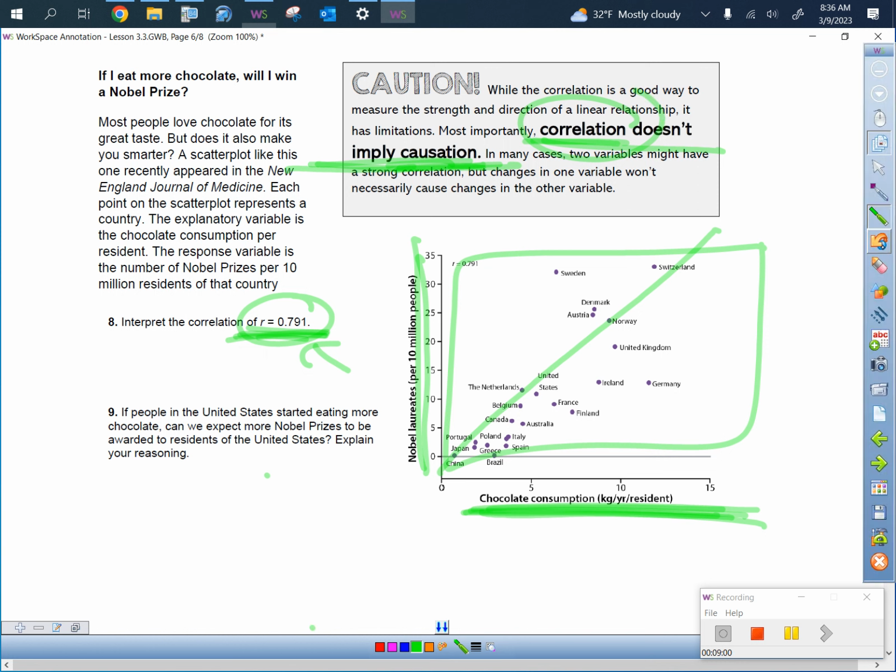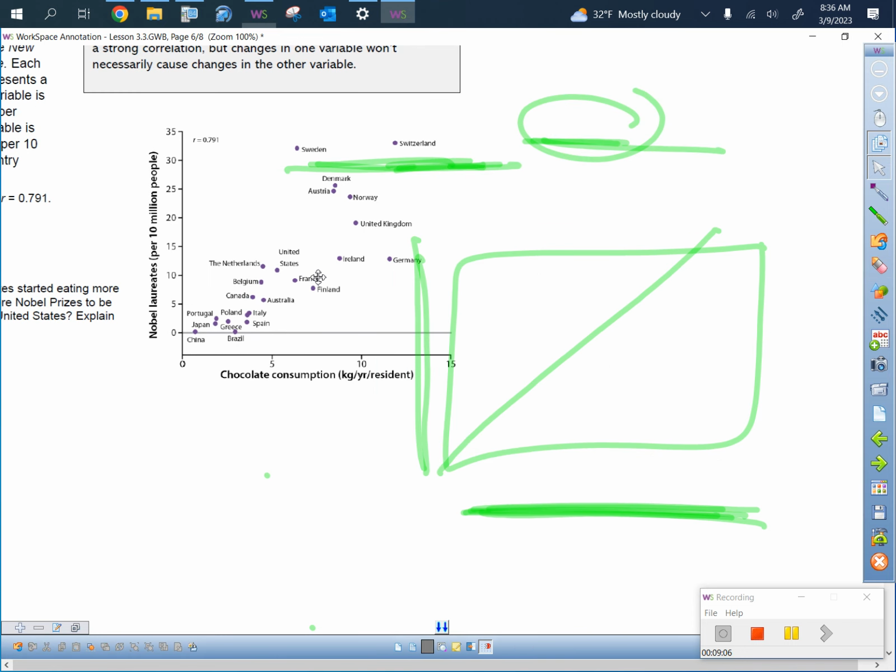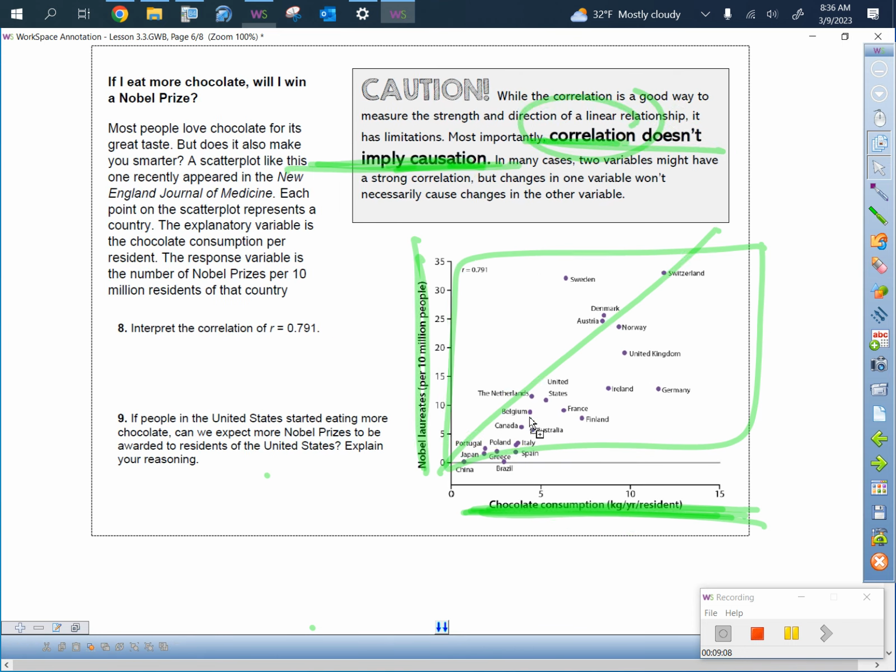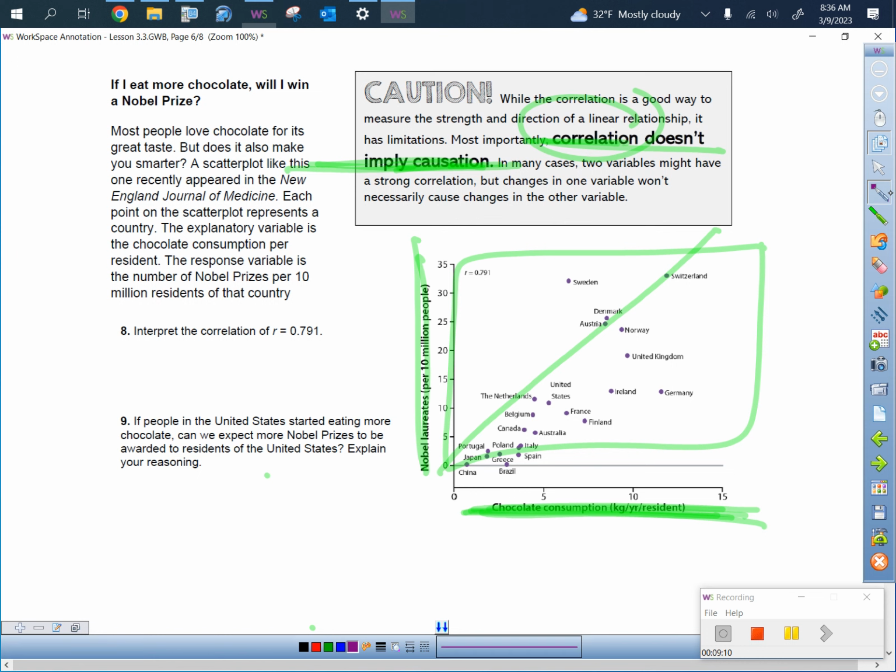Let's interpret this real quick, in simple words. Sorry, that's not an eraser. Let's interpret this. Positive or negative is how you'll do it. Positive. And then please decide if it is weak, moderate, or strong. Weak, moderate, or strong.